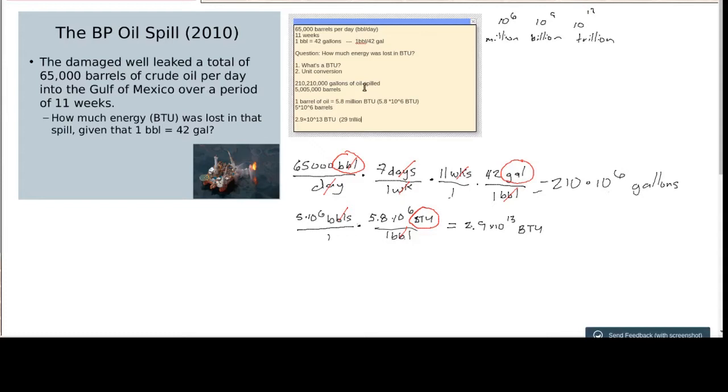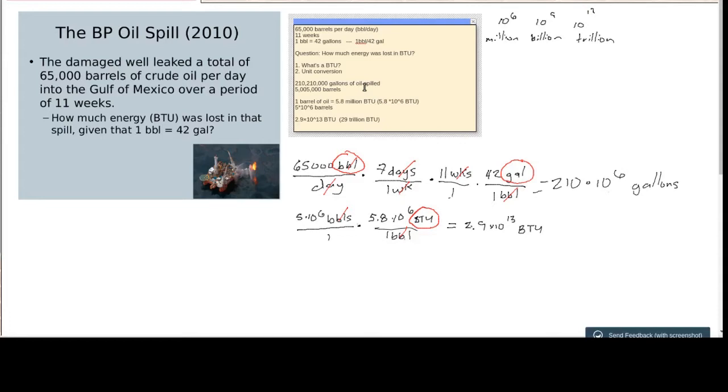29 trillion BTU of energy. Trillion's a big number, but maybe it's a small unit. We need to figure out what that means. So this is tough. We've got really big numbers, and that's going to be the case the whole quarter. We're dealing with really big numbers, and we need to translate them into some form that is a little bit more relatable.